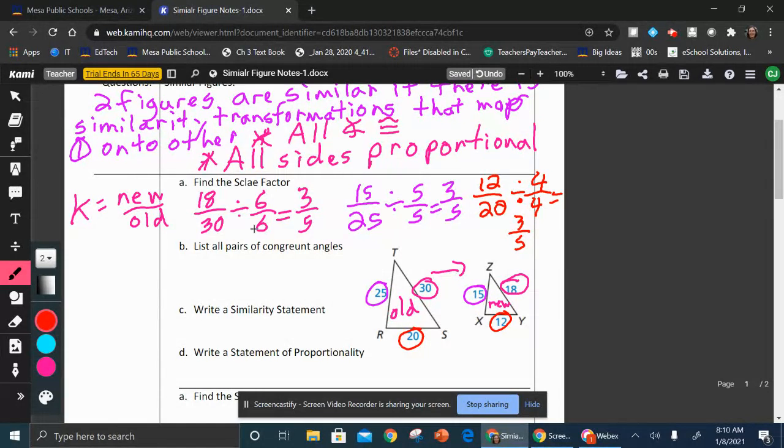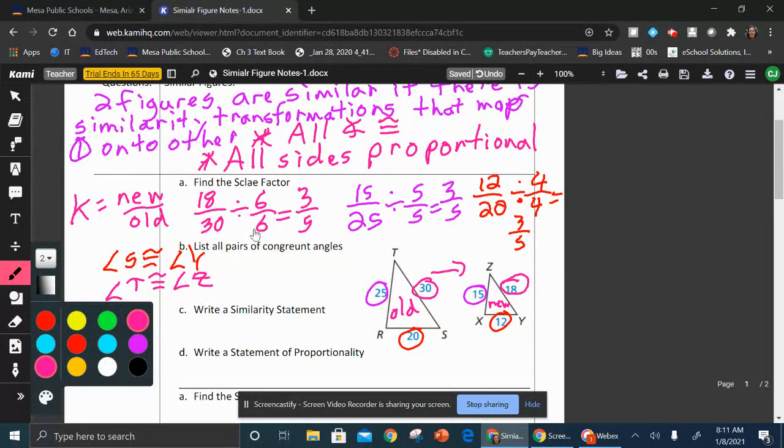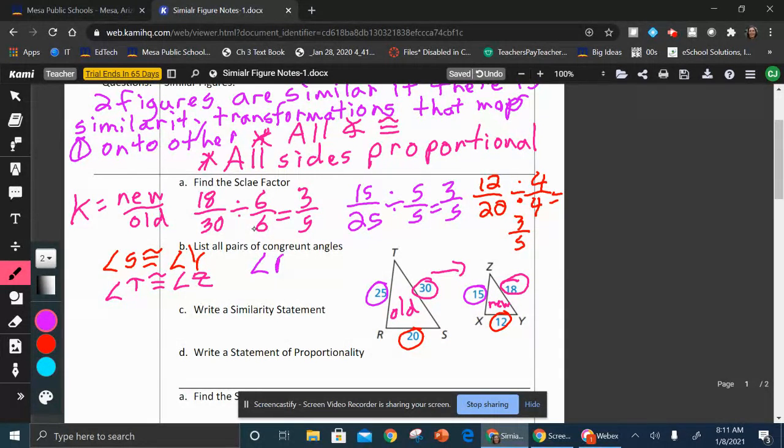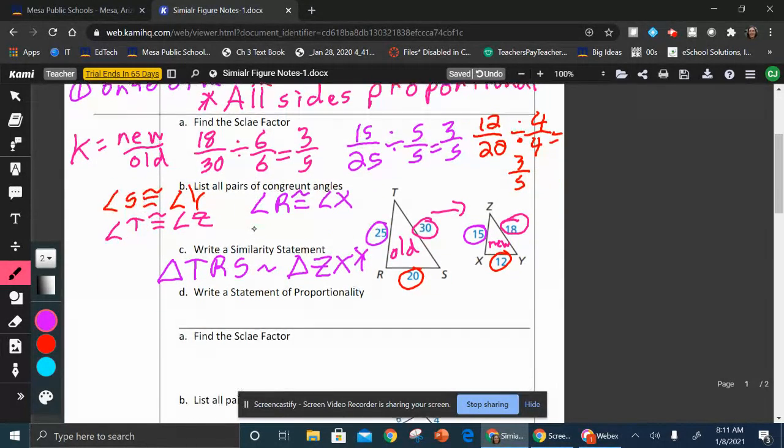Okay, now we want to list the congruent angles. So angle S is congruent to angle Y. Angle T is congruent to angle Z. And then we have angle R is congruent to angle X. Okay, so if we're going to write a similarity statement, we just need to go the same way. So if we say TRS is similar to ZXY, okay, that's doing the similarity statement.